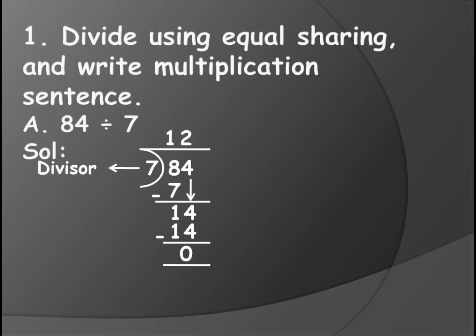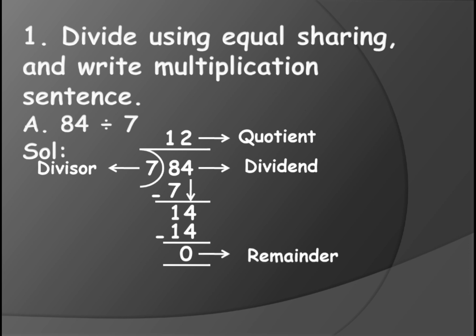Now let's try to recollect the different parts of this division. So 7 is your divisor, isn't it? And 84 is your dividend. Yes. And 12 is your quotient. Okay. And 0 is your remainder. That means when we distribute 84 things in 7 groups, each group will get 12, and nothing is left out, it is equally distributed.